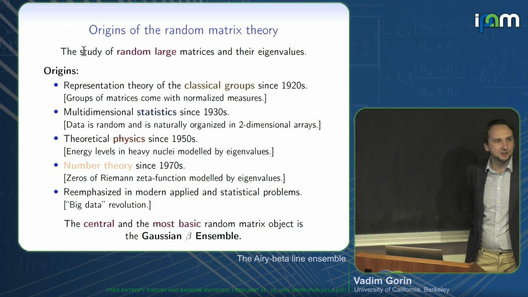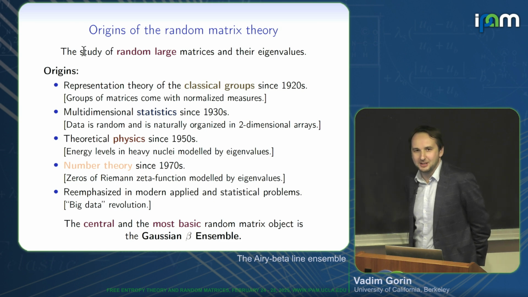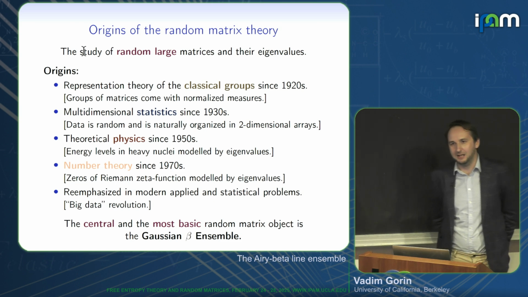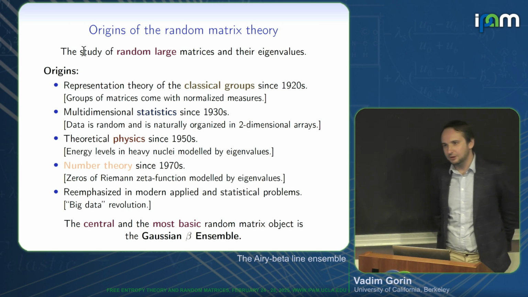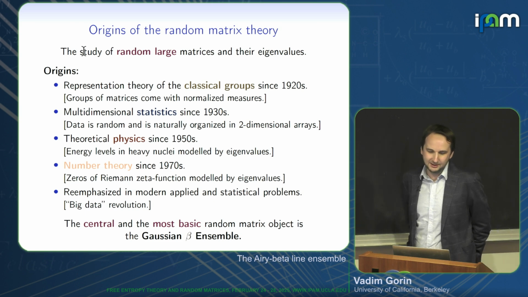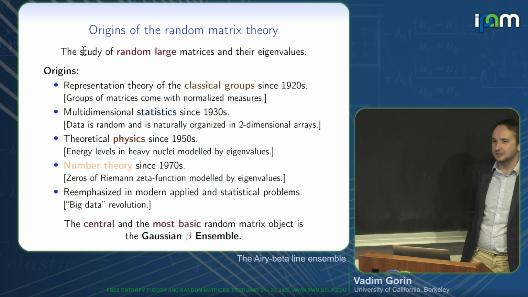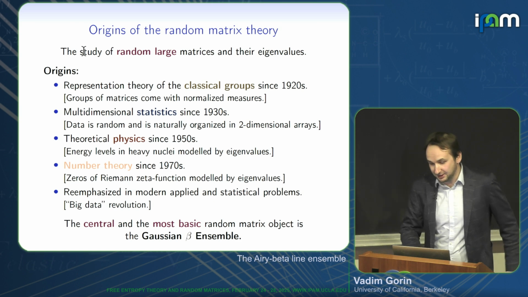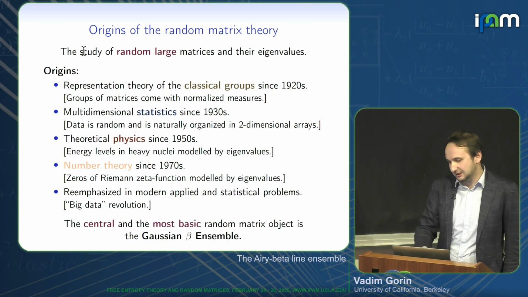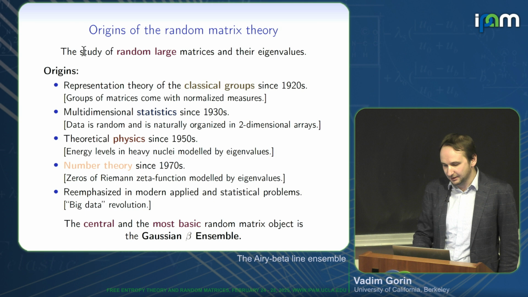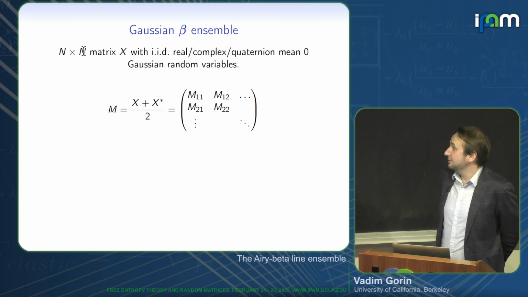Now, no matter from what direction you come, there's a single object which inevitably will show up as a basic building block in any direction. And this object is called the Gaussian beta ensemble. Let me on the next slide try to define for you this Gaussian beta ensemble, because many of my results will be really about this fundamental object. So what is the Gaussian beta ensemble?